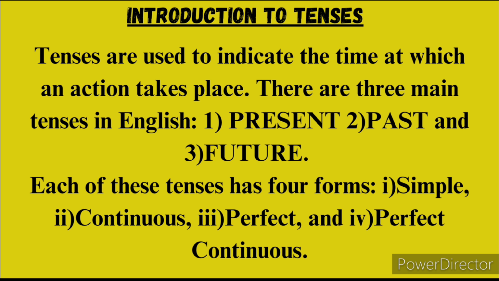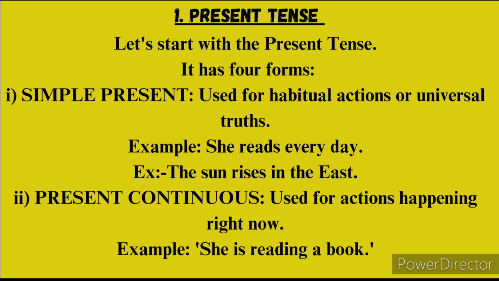Introduction to tenses. Tenses are used to indicate the time at which an action takes place. There are three main tenses in English: present, past, and future. Each of these tenses has four forms: simple, continuous, perfect, and perfect continuous.